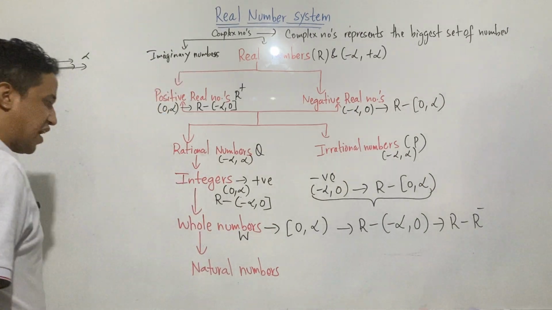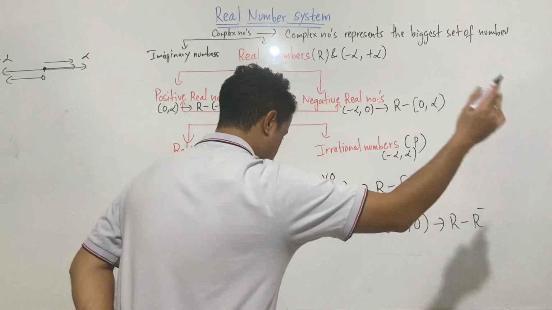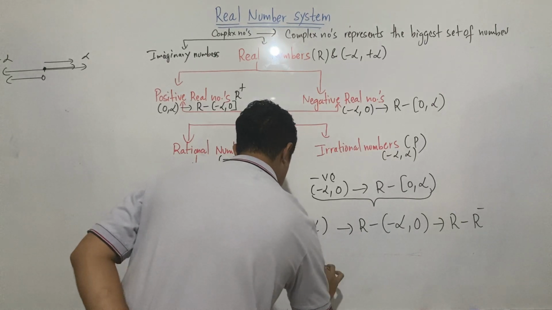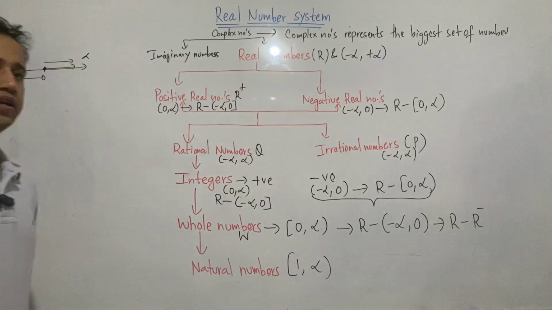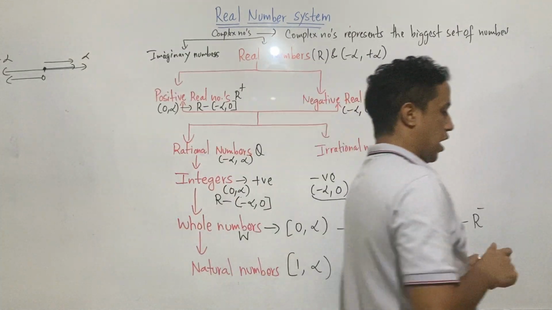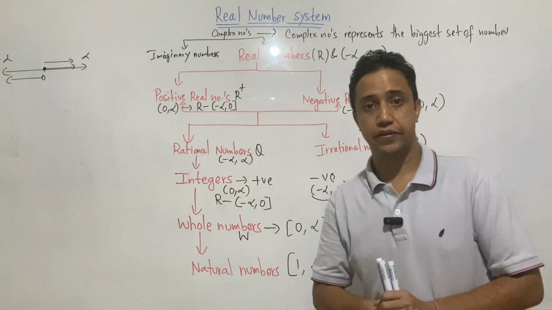Then you have natural numbers. Natural numbers means 1, 2, 3, and so on up to infinity. So here it can be represented by 1 to infinity. So that's how we can represent them using the intervals or domains. I hope this is clear to you.